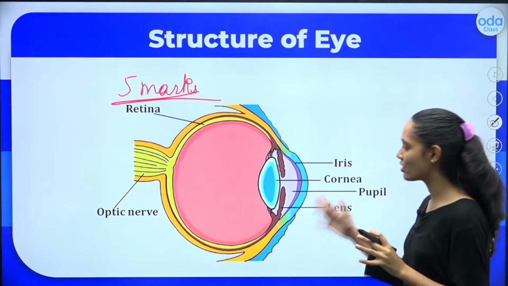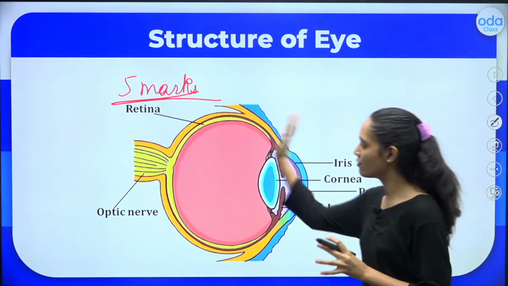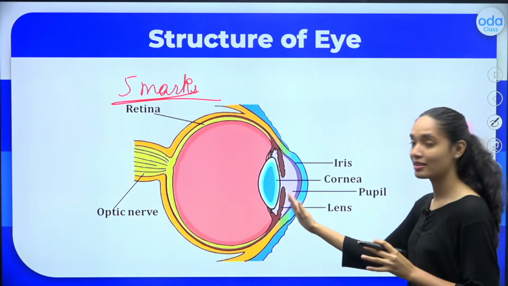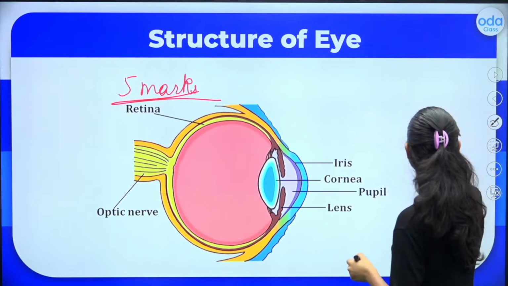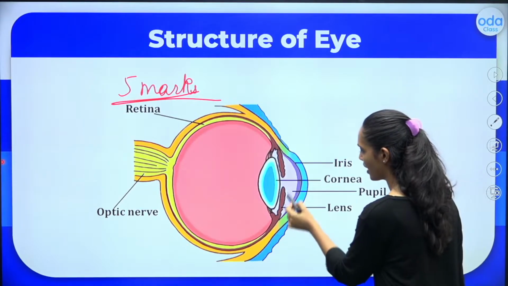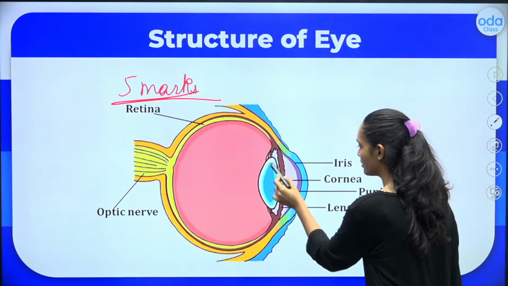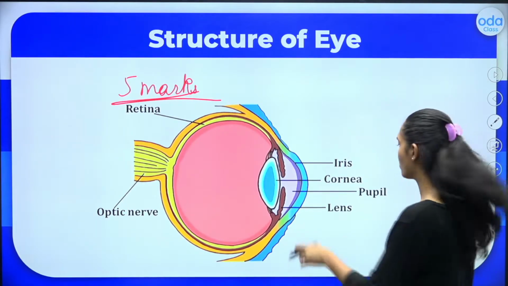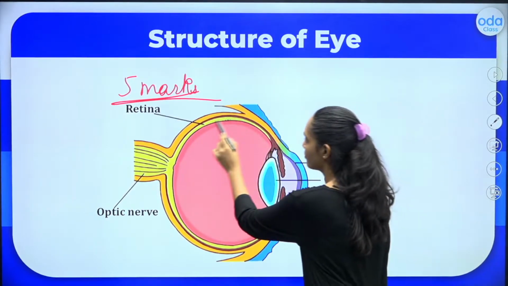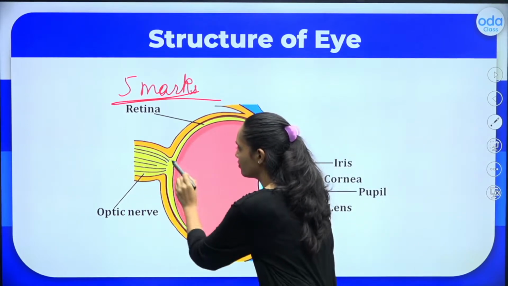Okay, so you have this structure on the screen, and you can see some different words. You can see that there is a lens here, the way a camera has a lens, isn't it? You have a cornea here, this is the cornea. You have the pupil, this is the iris. You have the retina, correct? You have the optic nerve, okay?